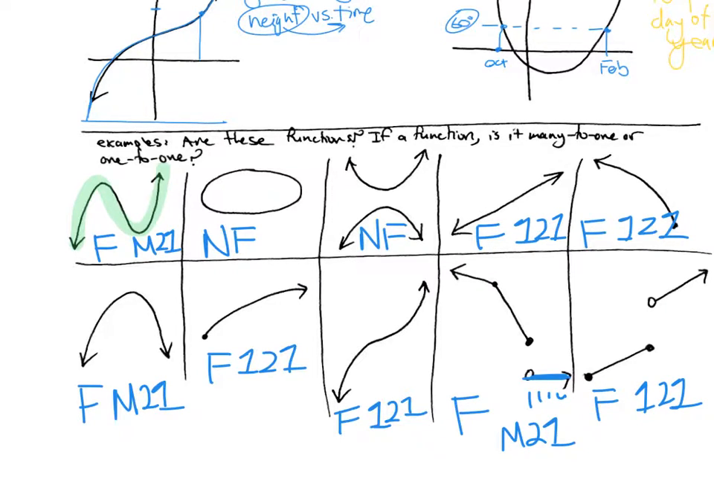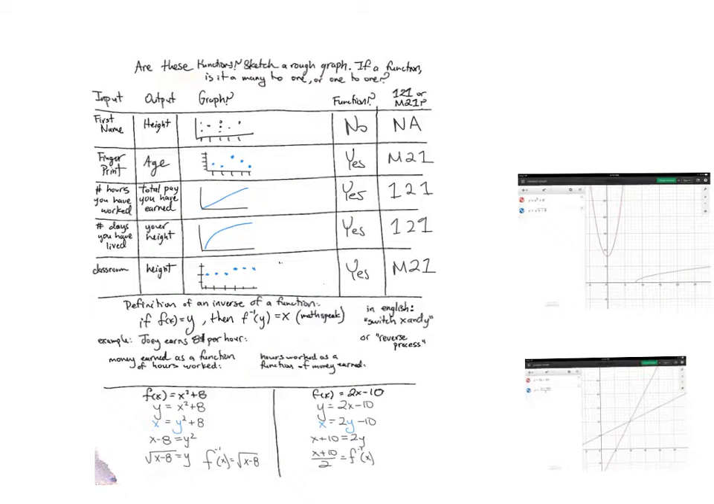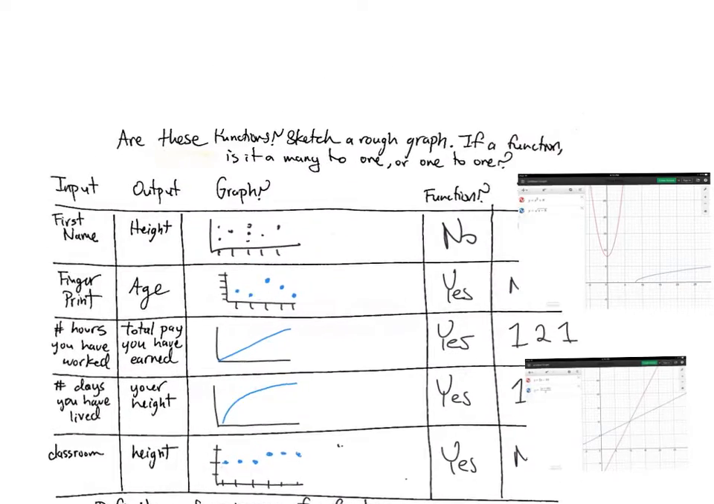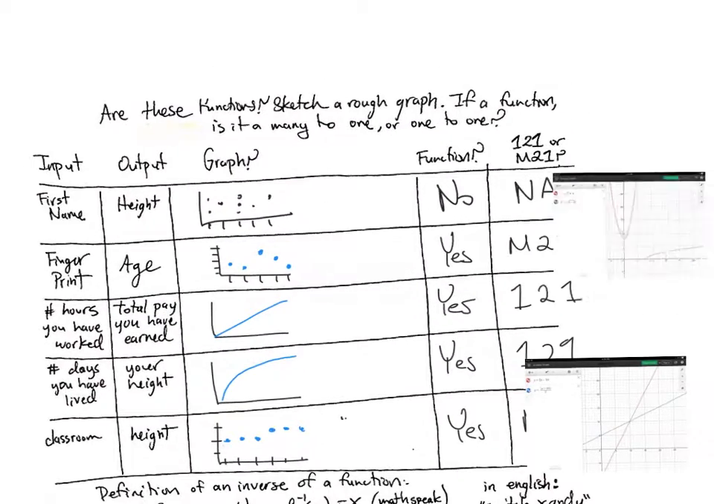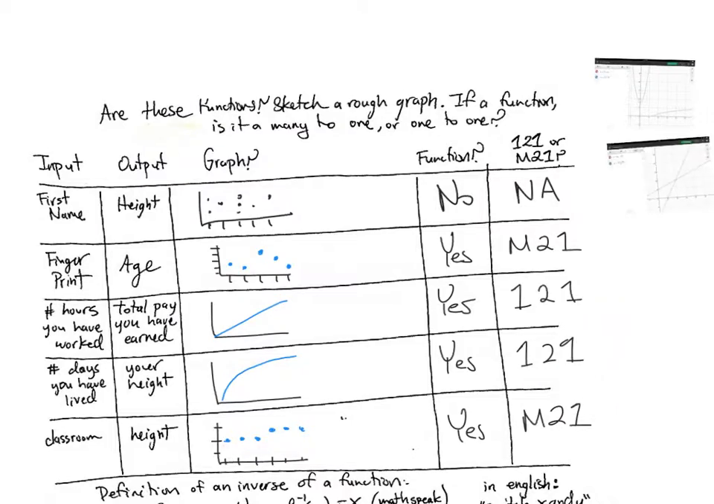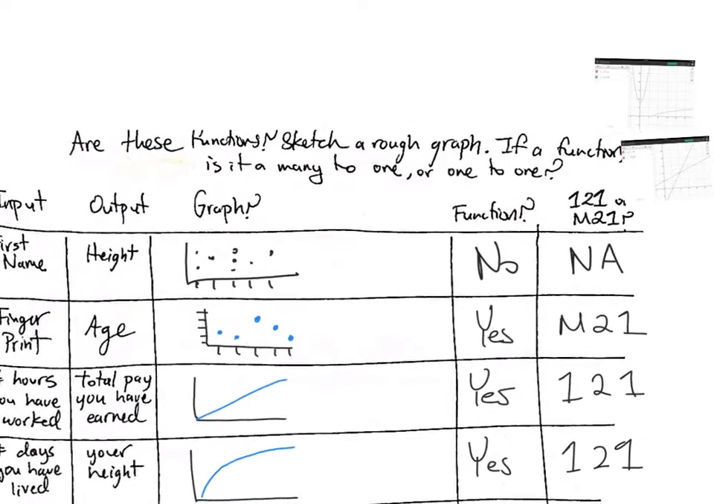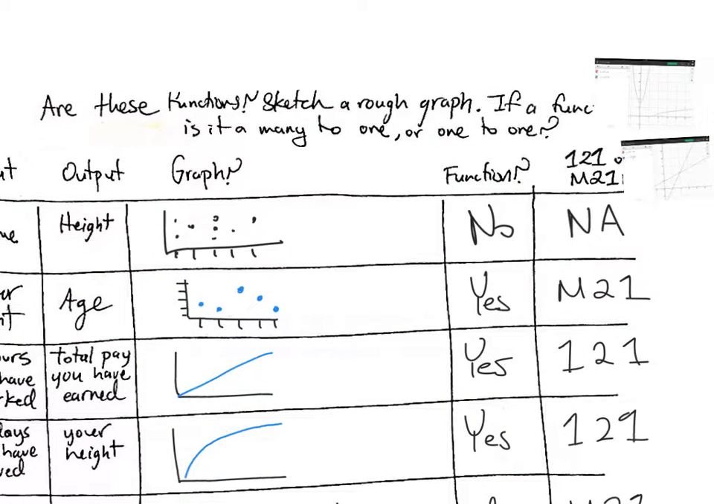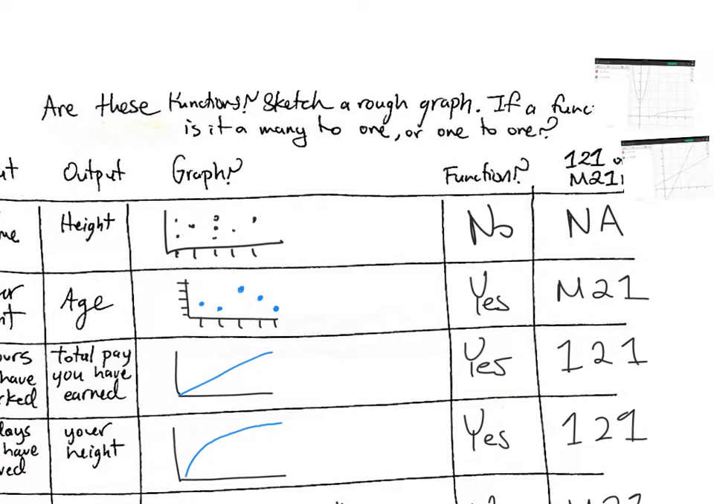Alright, so next page, let's talk about what the inverse means. I'm sorry, let's talk about that soon. So let's see, hopefully I can retrieve these soon. So are these functions? Sketch a rough graph. If it is a function, is it 1-to-1 or many-to-one?